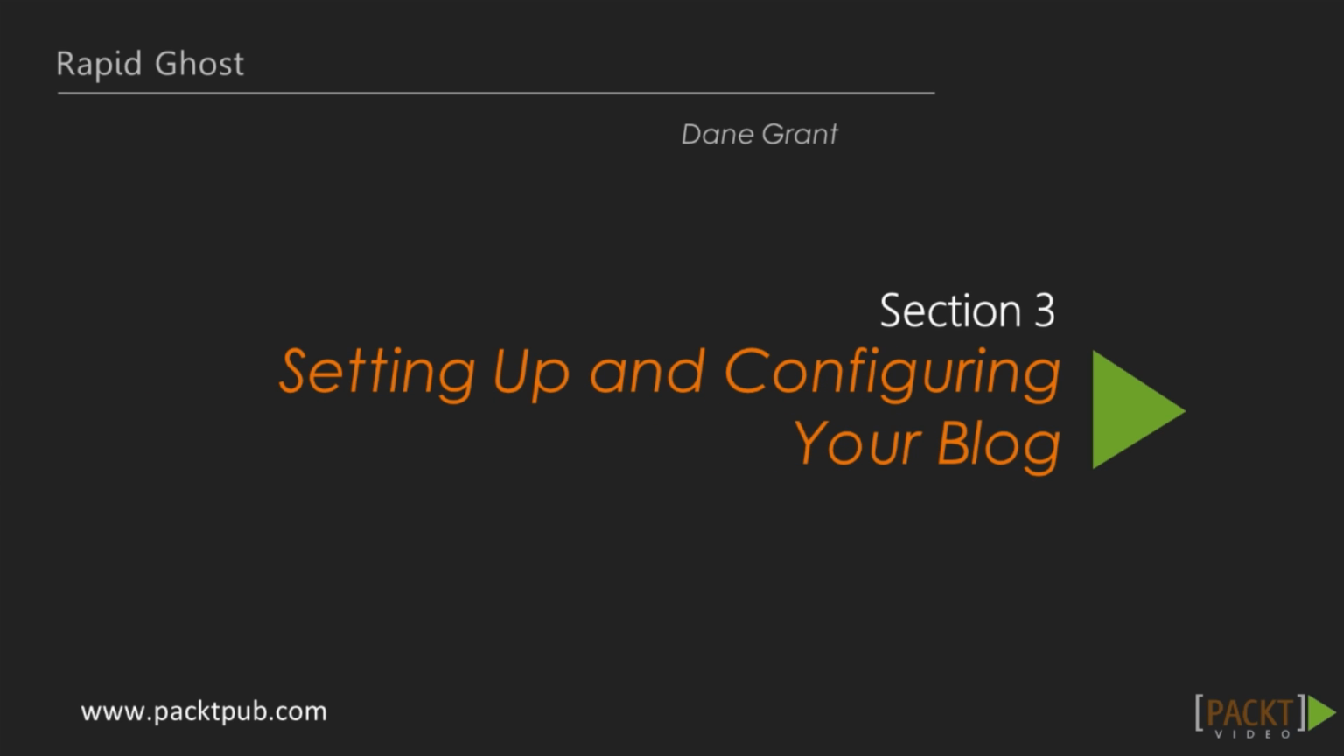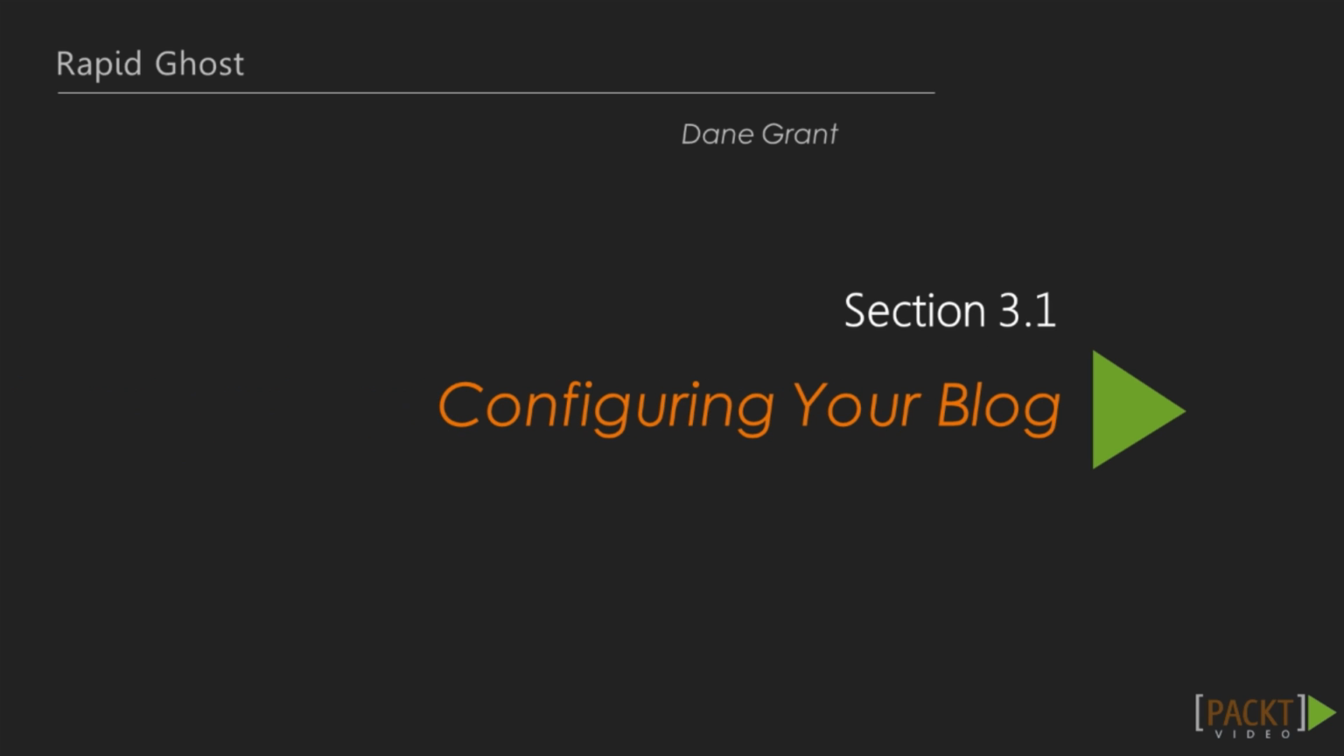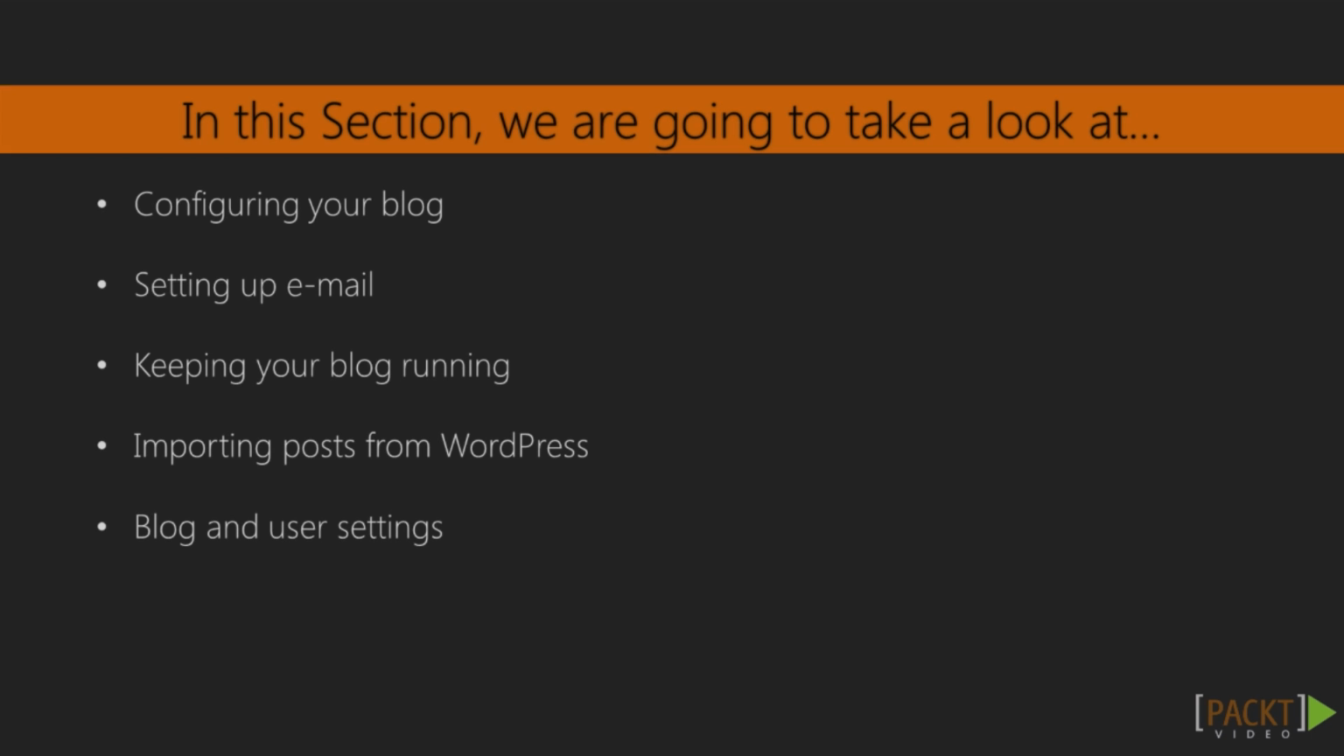In this third section, we will configure and set up our blog using all of the options that Ghost makes available to us. By the end of this section, your blog will be fully configured and ready for some cool add-ons and themes. In this first video, we will cover everything inside of Ghost's config.js file. After that, we will set up email, keep your blog up and running, import posts from WordPress, and finally, enter in all the information relating to you and your blog.